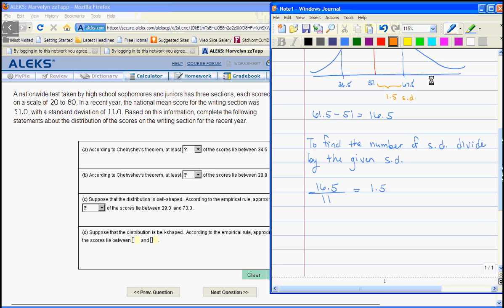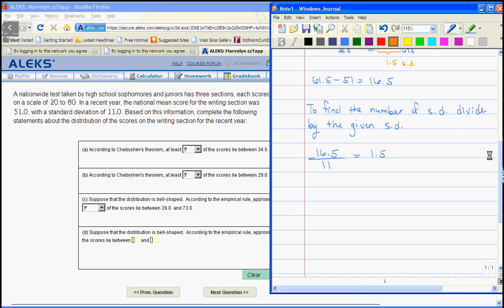So 1 standard deviation away is 11, which would take us up to 62. But if I take half of the standard deviation, that puts me up to 67.5. Now you could do the same thing for 34.5. Subtract it from the mean, divide by a standard deviation. But you're going to find that's the exact same value. Usually what they're giving you is a symmetric interval. So you can do it to prove it to yourself, but you don't necessarily need to.